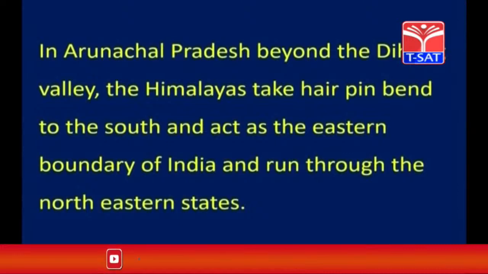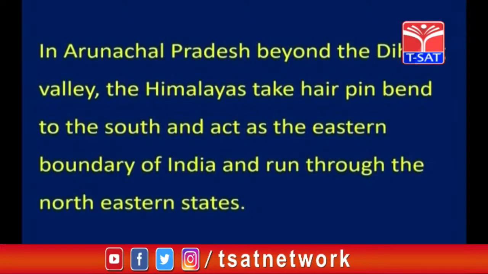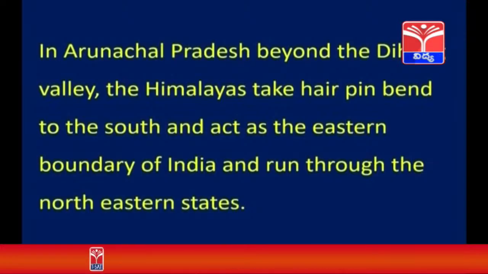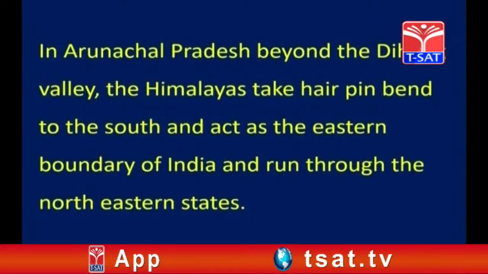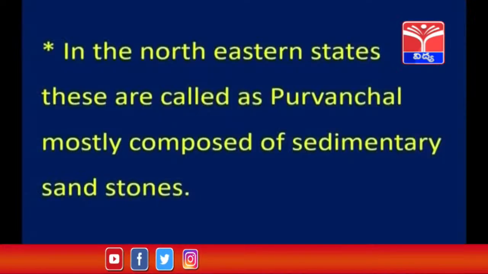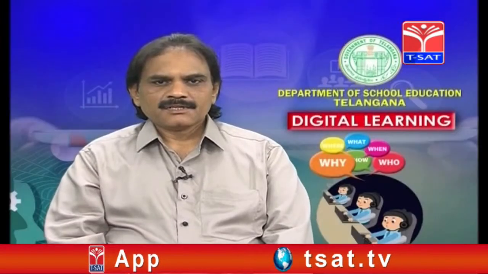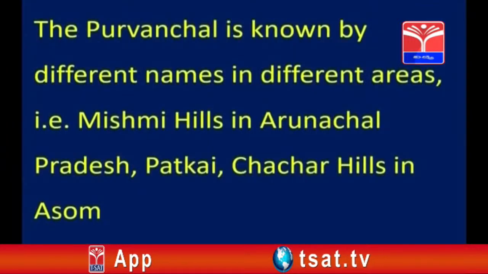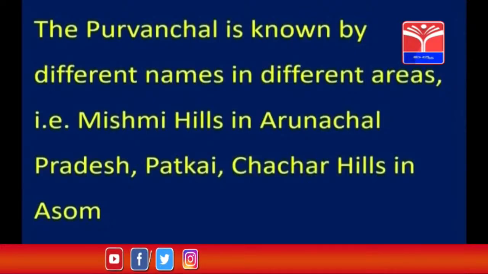In Arunachal Pradesh, beyond the Dihang valley, the Himalayas take a hairpin bend to the south and act as the eastern boundary of India and run through the northeastern states. This is the Arunachal Pradesh one. In the northeastern states, these are called the Purvanchal, mostly composed of sedimentary sandstones. The Purvanchal is known by different names in different areas: the Mishmi Hills in Arunachal Pradesh, and the Patkai Hills and Cachar Hills in Assam.